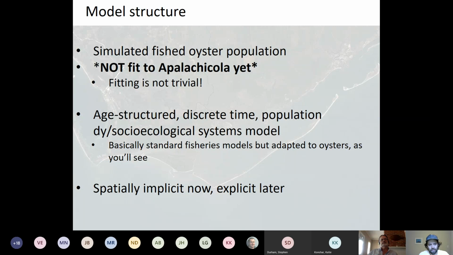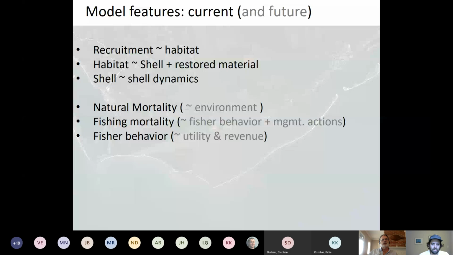So I'm going at this modeling from a classic fisheries assessment, simulation, management strategy evaluation perspective, which makes it flexible, but there are some key oyster adaptations that could be done in more detail, but I think are okay for now. Right now it's spatially implicit. It's going to have to be made explicit. We can discuss the challenges therein. Here are the features that are special for oysters. So it assumes recruitment is a function of habitat, and very specifically what I'm doing is I'm modifying the Beverton-Holt recruitment function.